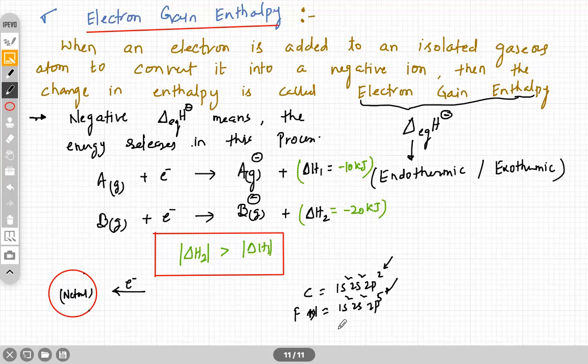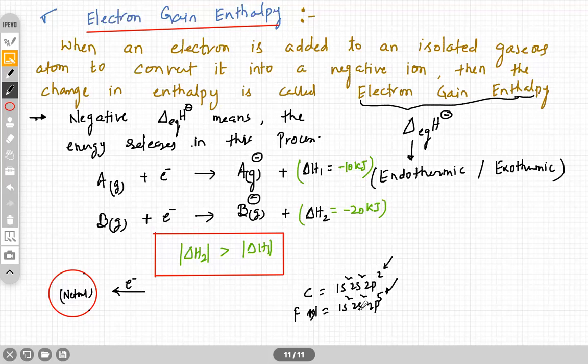Right? So for all these elements you see, the electron gain enthalpy is negative. And negative means what? Energy releases. It will take that electron and release some energy, go to the lower energy state, and it becomes more stable.